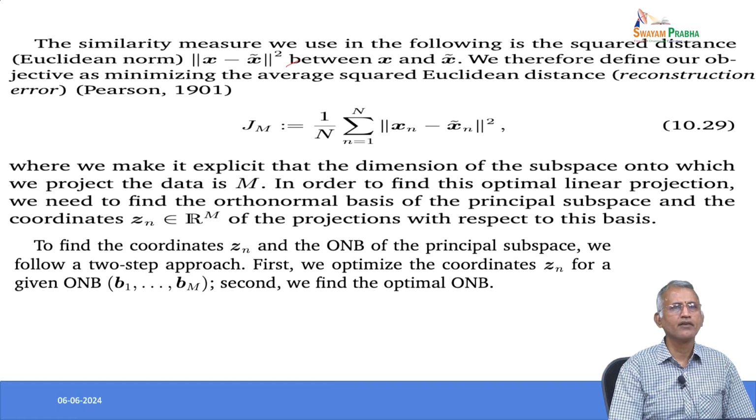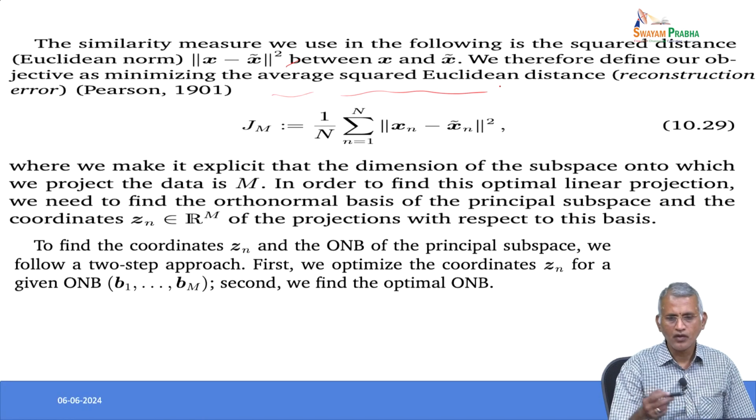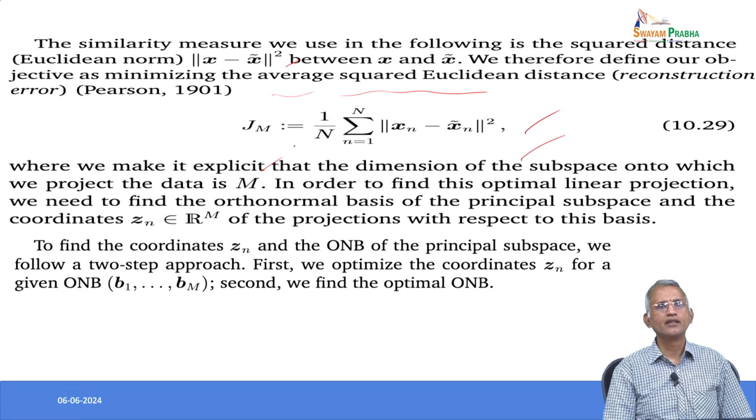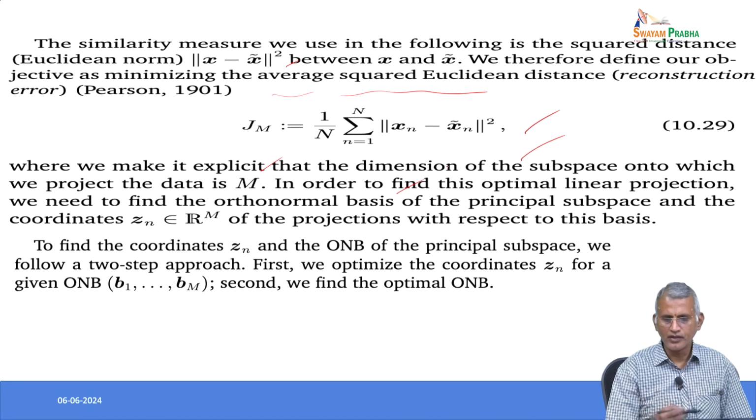We therefore define our objective as minimizing the average squared Euclidean distance, that is the reconstruction error JM equal to 1 by N into summation n equal to 1 to N of norm of xn minus xn tilde squared. We make it explicit that the dimension of the subspace onto which we project the data is M. In order to find this optimal linear projection, we need to find the orthonormal basis of the principal subspace and the coordinates zn belonging to R power M of the projection with respect to this basis.